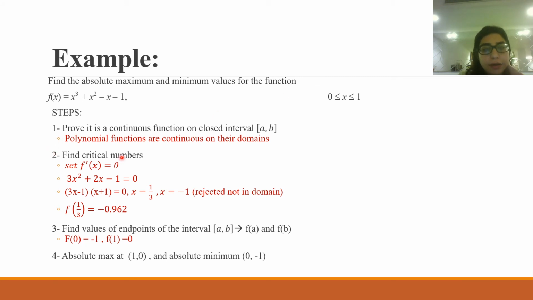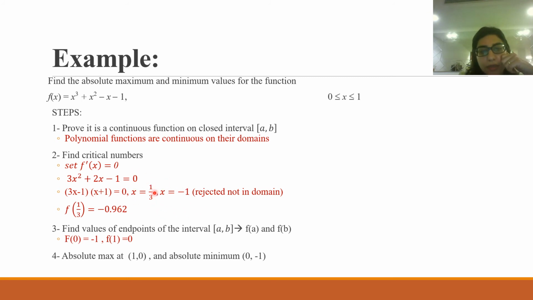Step number 2, to find critical numbers. Finding critical numbers, you either set the derivative to 0 or it does not exist. Here, you can set the derivative to 0. So I differentiated and I set it to 0, and I found that x could be 1/3 or -1.